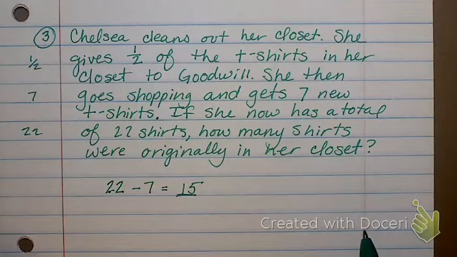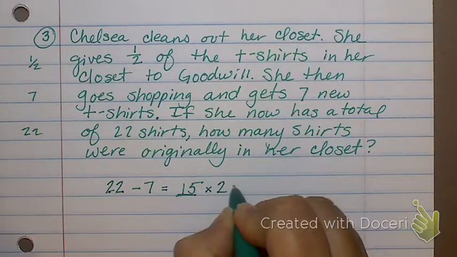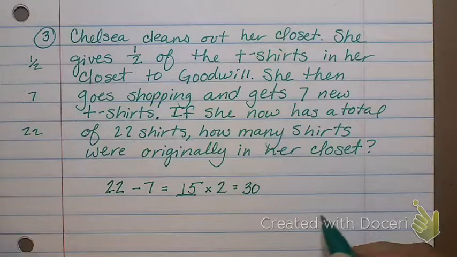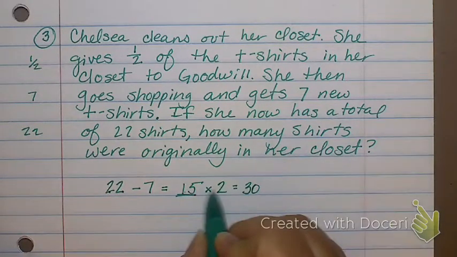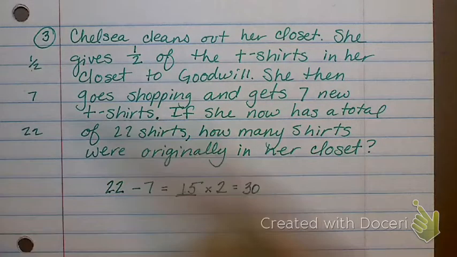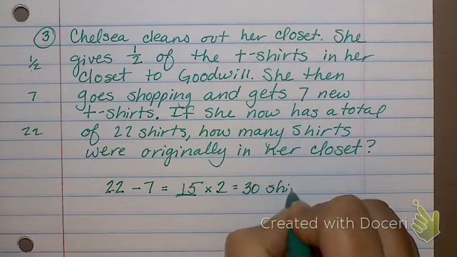Okay? And then I multiplied by 2 because I knew that if you're taking half of something away, you multiply by 2 and you add that half. So multiplying by 2 counteracts the cutting in half, right? We would say it's the reciprocal. So you're saying she had 30 shirts. Okay?